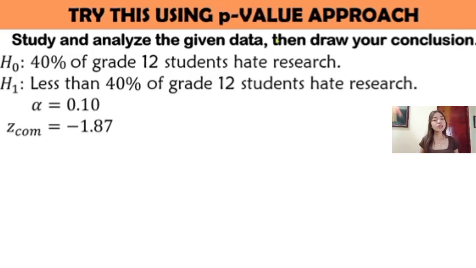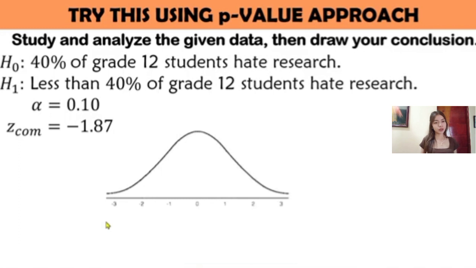Now let's do this using the p-value approach. This time, what we are going to plot is not the critical value, but the computed value. Negative 1.87 lies somewhere here. Let us label it, and the p-value again are the more extreme values. If it is a left-tailed test, it is on the left of the computed value.